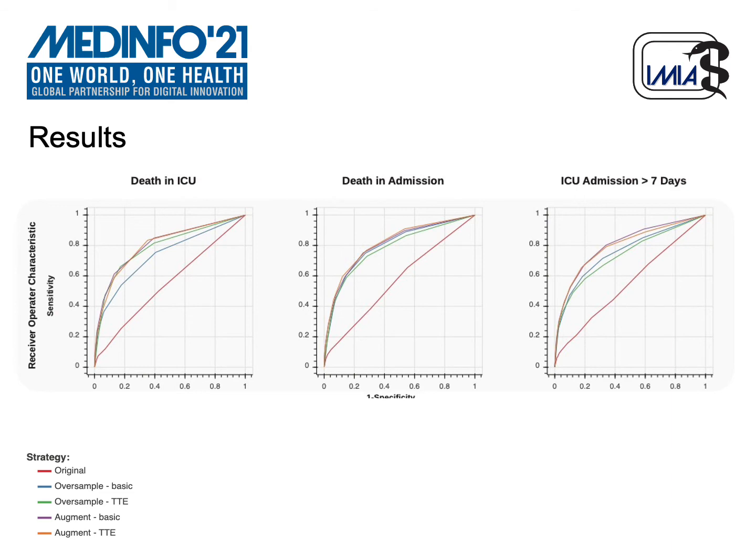For the prediction of death in ICU, time to event augmentation and basic data augmentation outperform time to event oversampling and basic oversampling. Likewise, prediction of inpatient death and the least severely imbalanced task, prediction of long ICU admissions. This also holds, with time to event and basic augmentation outperforming both time to event and basic oversampling strategies.